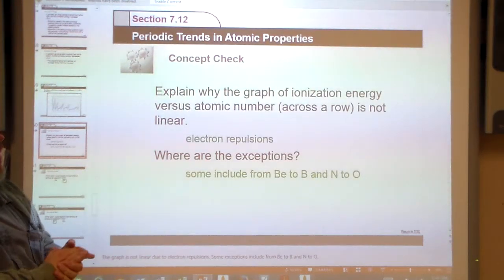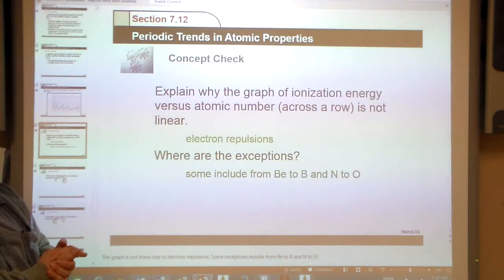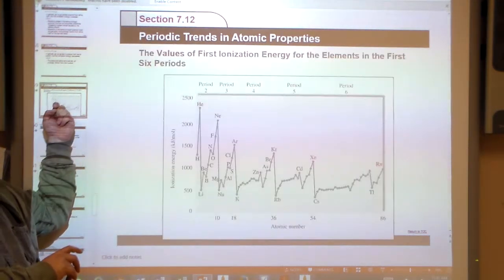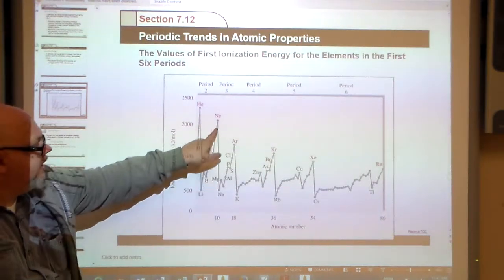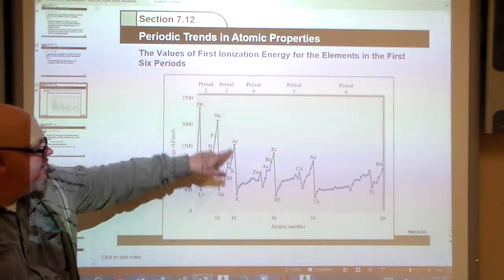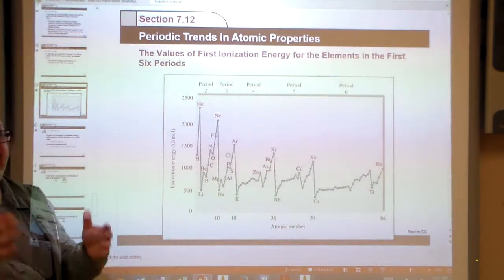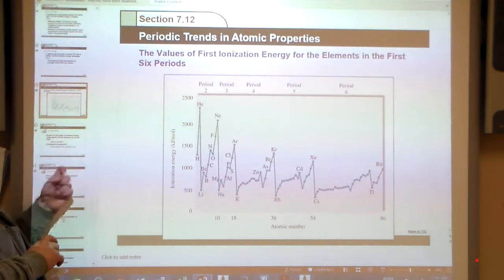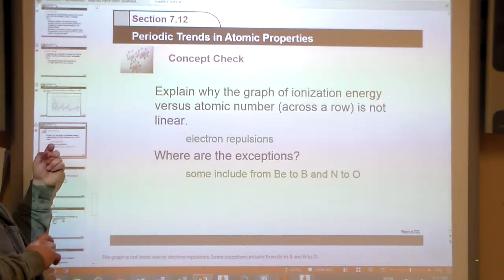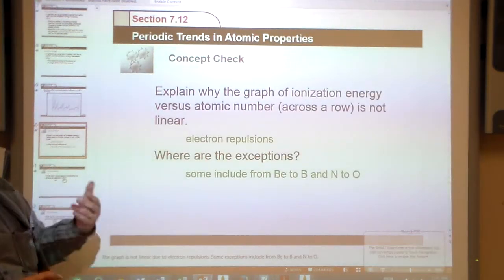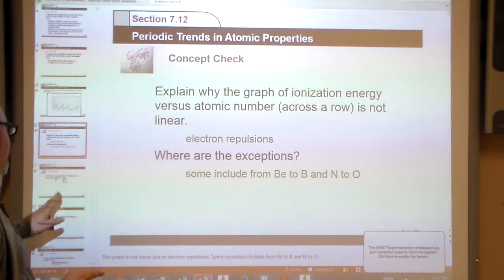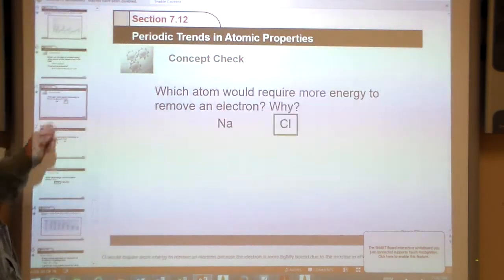So why is the graph of ionization energy versus atomic number across a row not linear? If you look at this, it's not exactly linear, is it? It's kind of jagged, going up and down like this. It has to do with the electrons themselves repulsing each other. That's pretty much it. And there are some exceptions. I'm not going to worry about the exceptions with you guys.